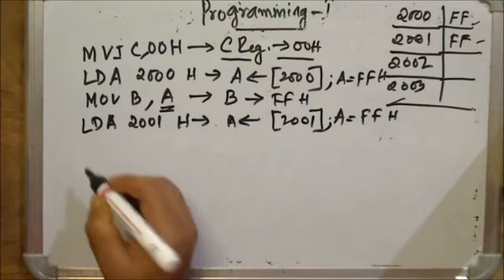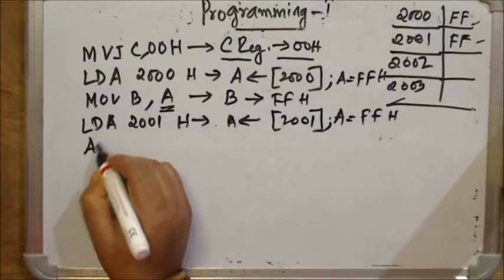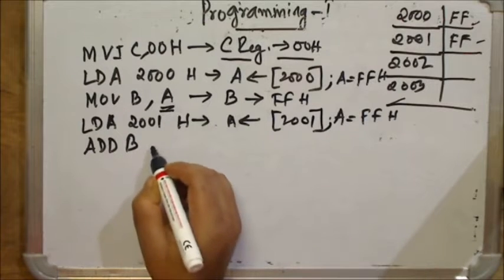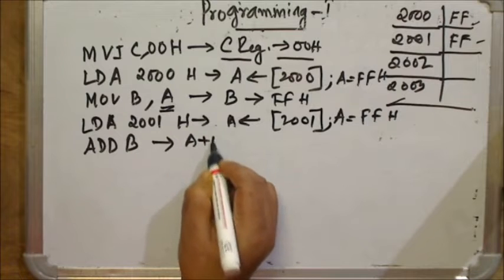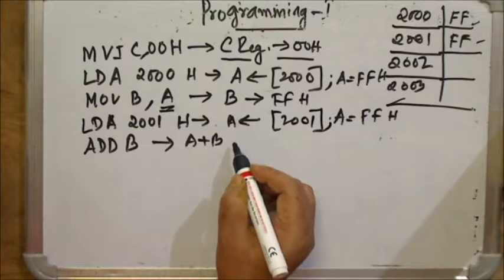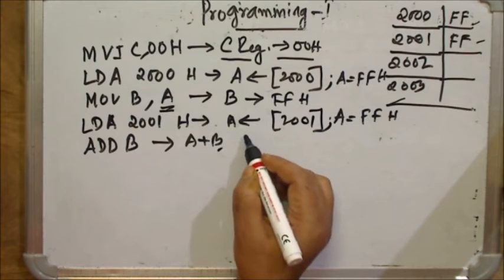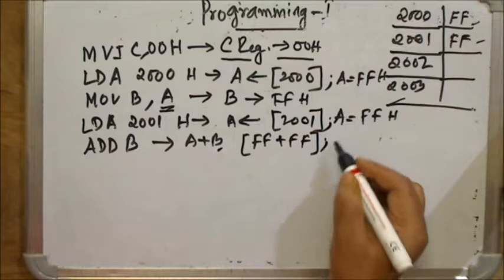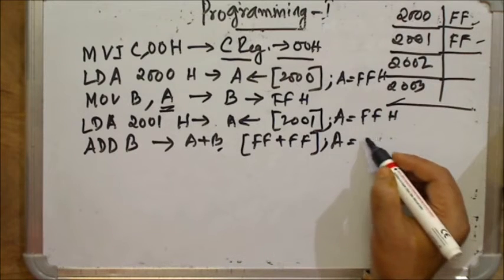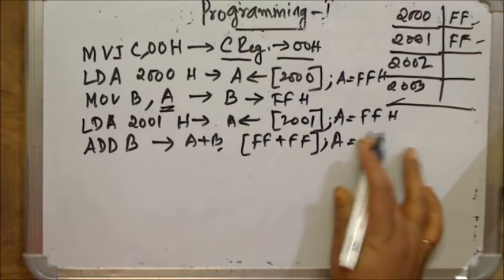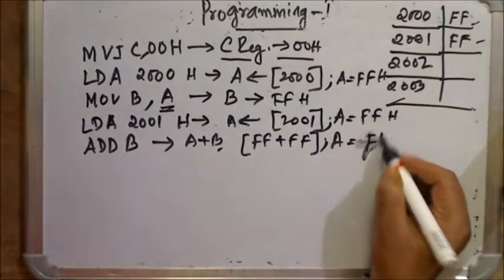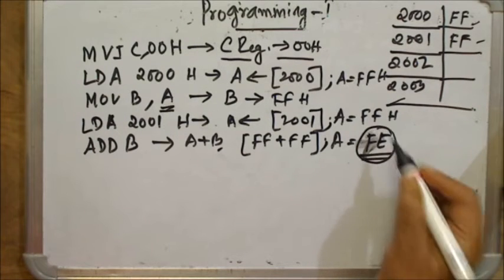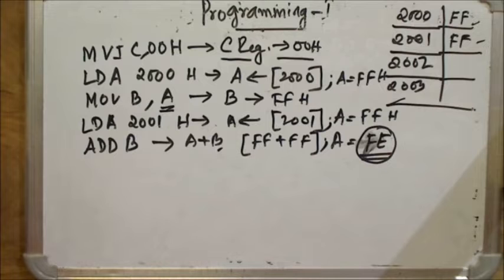Now we have filled both the data. What is our next step? ADD B. After ADD B, what will happen? A plus B. Whatever data is there in A will be added with the data in B, that is FF plus FF. And after addition, where is the data stored? The sum is stored in the accumulator. FE is our result, so it will be stored in A.